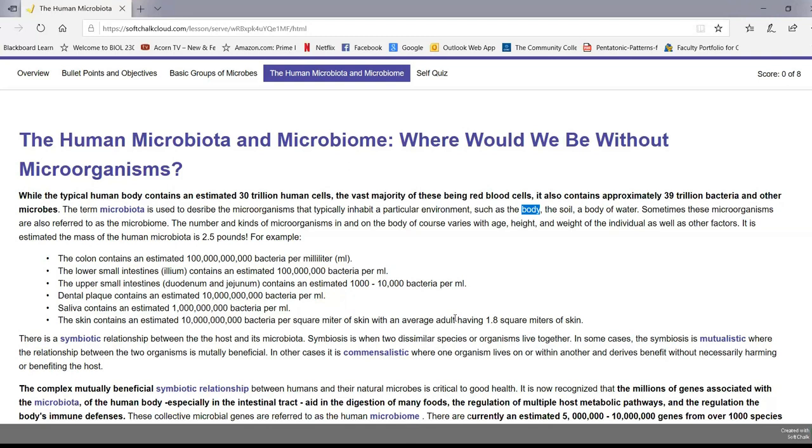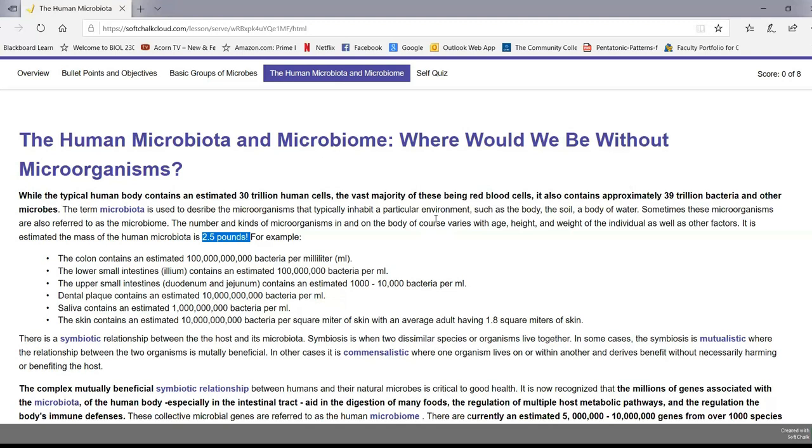Now, of course, this varies greatly from person to person. It varies with age, height, weight, individual factors, but it's estimated, in fact, that if we took all the microorganisms in our body and collected them, they would weigh about 2.5 pounds. Now, we consider that a bacterium weighs about 1/trillionth of a gram. That is an awful lot of microorganisms, like we said, about 39 trillion bacteria and other microbes.